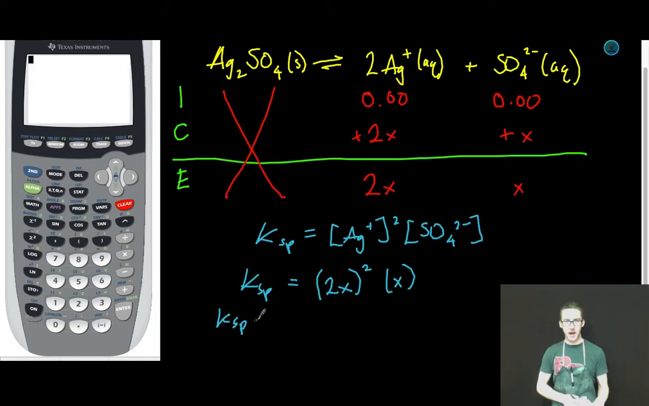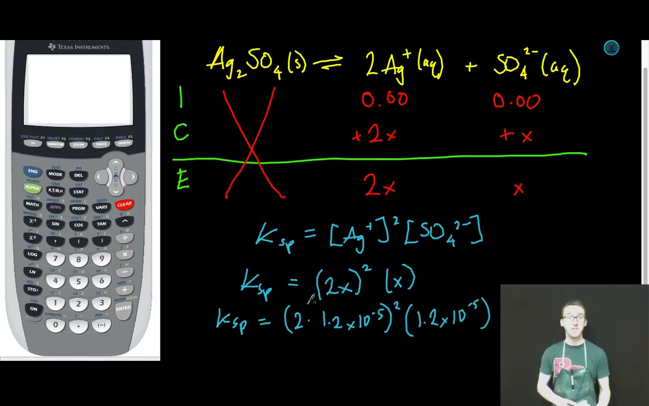So KSP equals 2 times my molar solubility for the silver ion squared times that molar solubility for sulfate. Again, we have to double it for silver because for every 1 mole of silver sulfate, we get 2 moles of silver ion. And it's equivalent to the sulfate ion because the ratio there is 1:1.